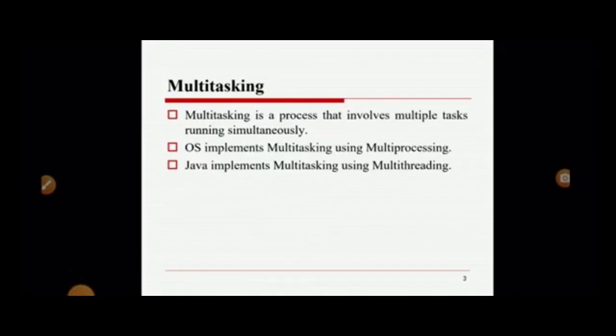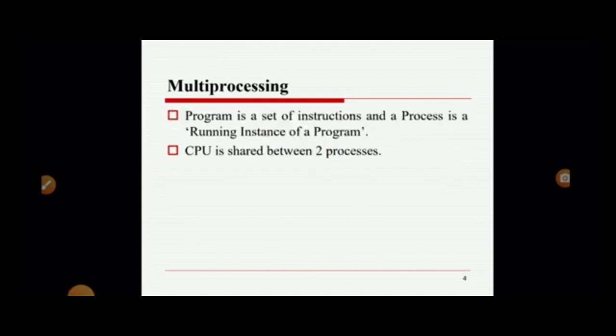In this lecture, we are going to discuss multithreading. So what is multitasking? Multitasking is a process that involves multiple tasks running simultaneously. That is, multiple processes running simultaneously is what we call multitasking. The OS implements multitasking by using the multiprocessing concept, and Java implements multitasking by using the multithreading concept.